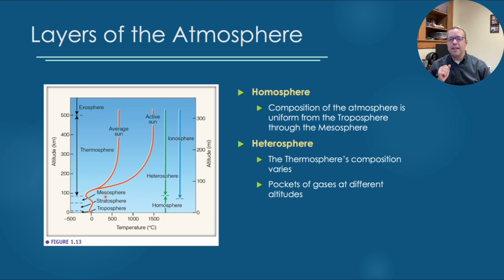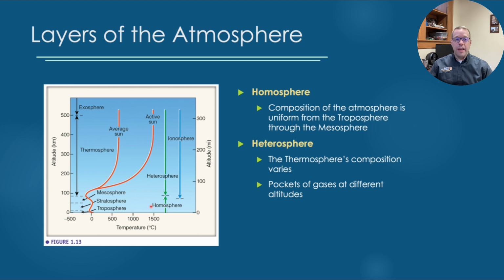But above that, because of the interactions with sunlight, you start to see different separations. You might have a layer where there is a very large concentration of atomic oxygen. You might have a layer that has a high concentration of helium. You might have another layer that has a high concentration of hydrogen, and it varies from place to place. So we call this the heterosphere. Heterosphere, meaning you have pockets of different gases. Homosphere, meaning everything is very uniform.